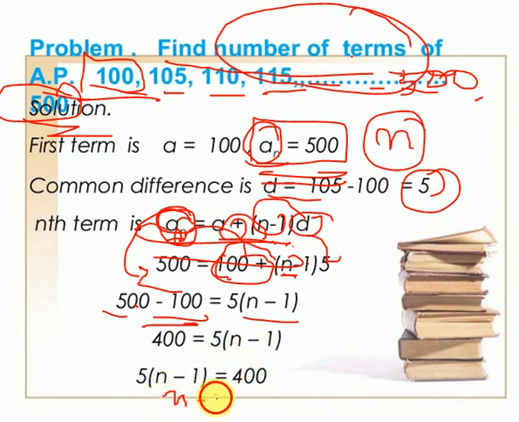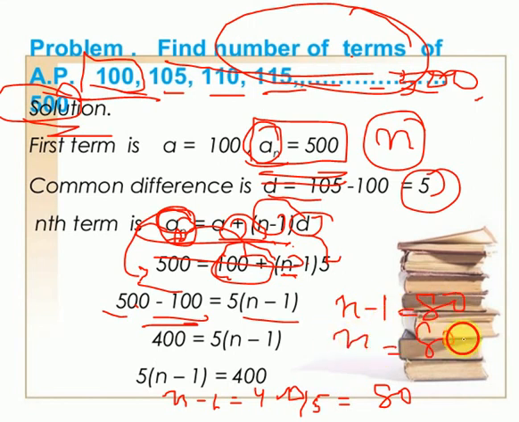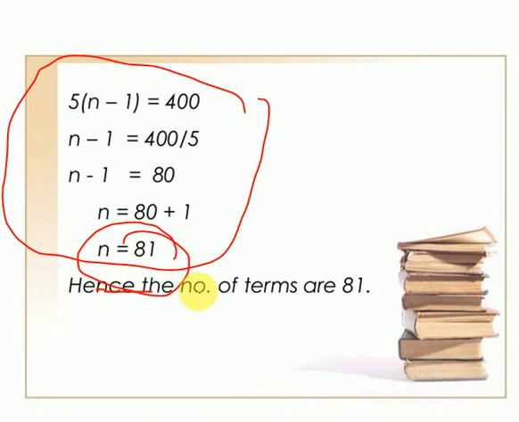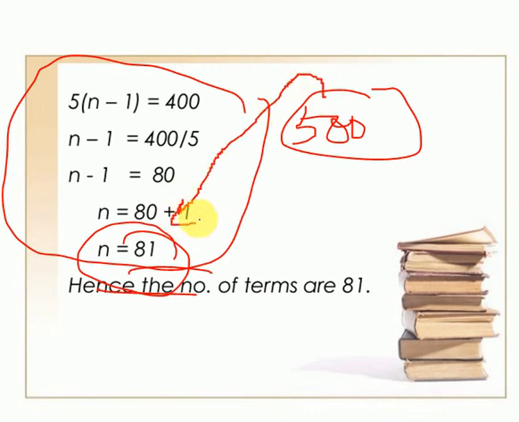Now n − 1 = 400/5, that is 80. So n − 1 = 80, so n = 80 + 1, and n = 81. So what it shows is that the number of terms is 81. We found that the last term was 500 and that term was the 81st, and because it was the last term, the number of terms will also be the same, right?